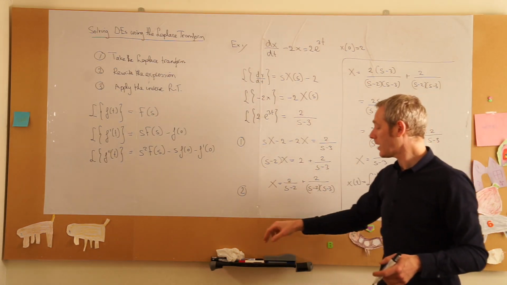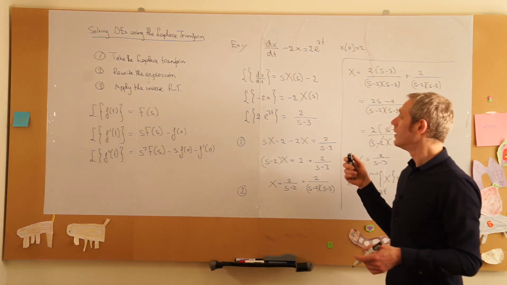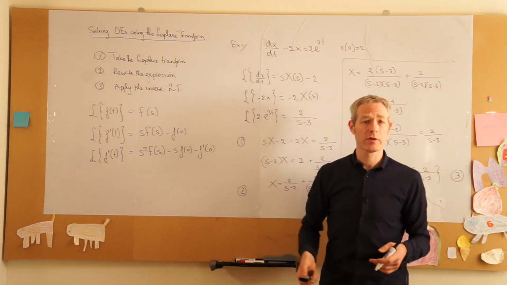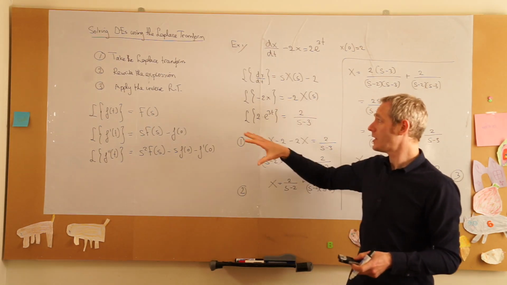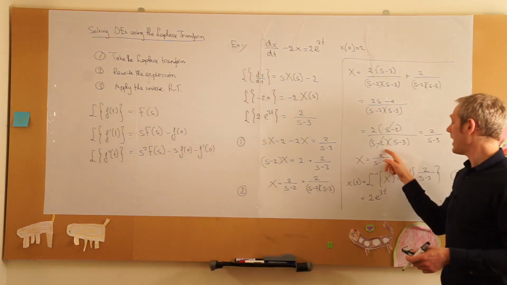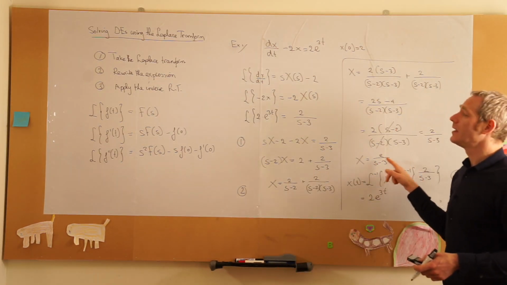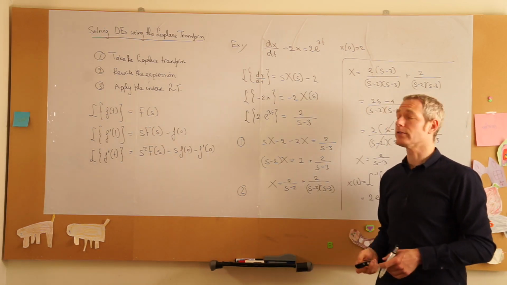Now in the next part I will show a couple more examples, but this is the main process. We take the Laplace transform, rewrite the expression so that we have something in the form of X, take the inverse Laplace transform, and we have the solution to our differential equation.